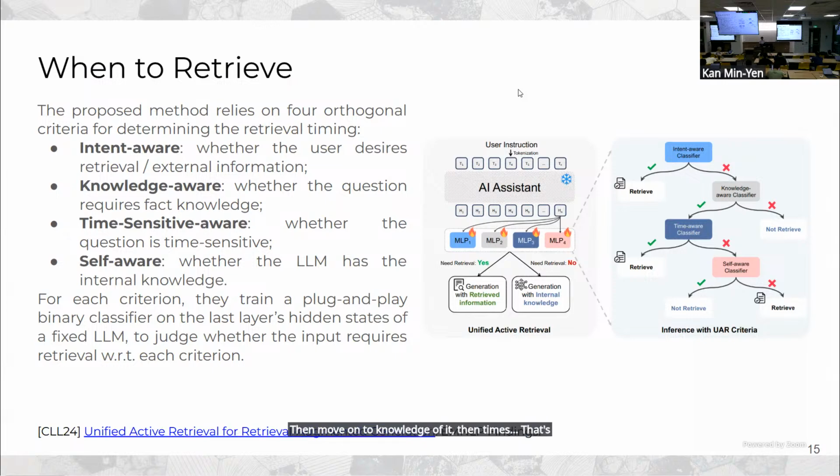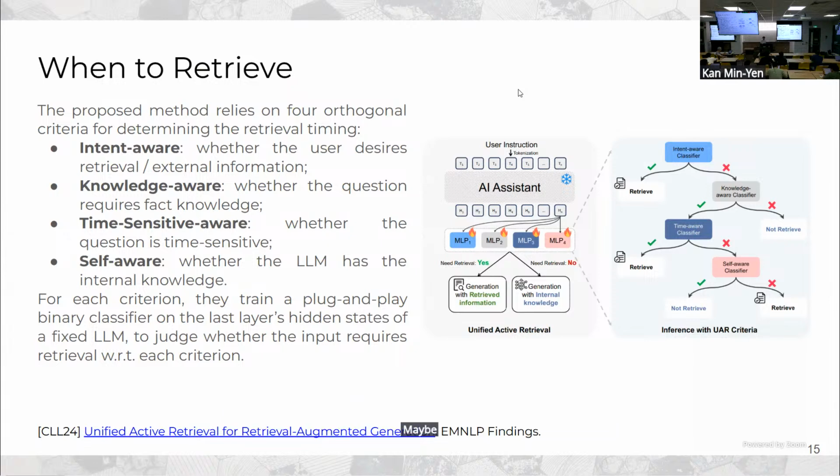That's a great question. I'm not sure that they say exactly how. My question was how did they decide that they'll ask the intent-aware classifier first, then the knowledge-aware, then the time-sensitive? How did they come up with this specific sequence? Why not knowledge-aware first?